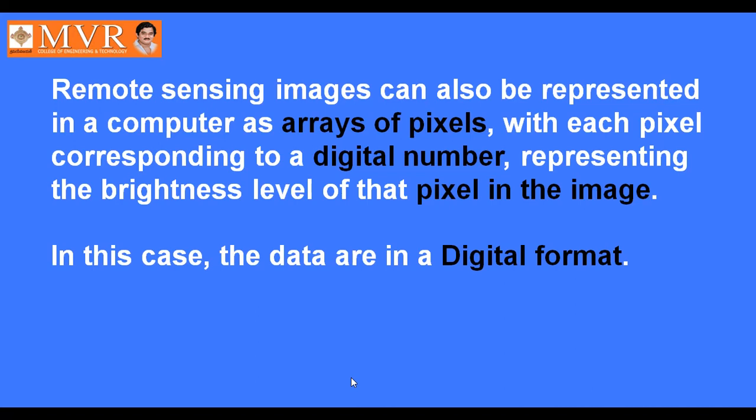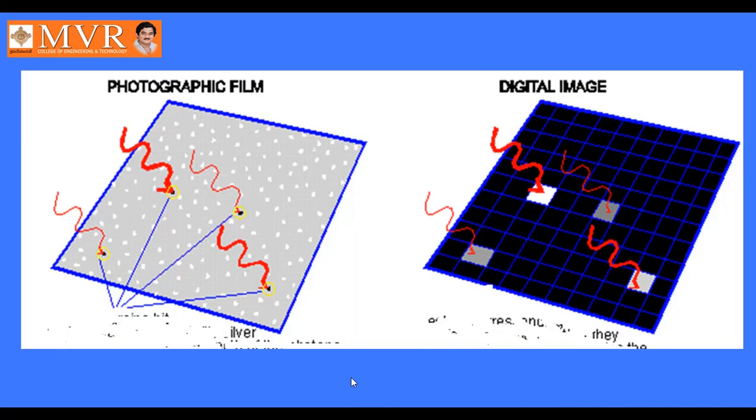So I will show you. If you observe this, the left side is an analog image, a photographic film. The right side is a digital image, which is different. This is the grid pattern of detectors. It is very sensitive to incoming light.